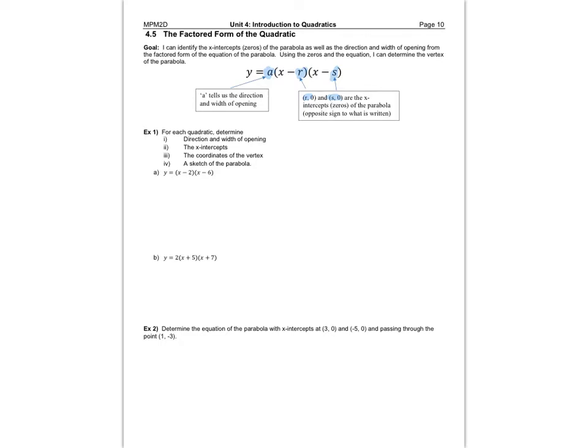And because we have minus signs here, always think of just switching the sign to get the actual x-intercept. So it's the opposite sign to what you see on the page, because it's always x take away whatever the x-intercept is. All right, so for each of the following quadratics, we're going to determine the direction and width of opening, the x-intercepts, and then we're going to use those to get the coordinates of the vertex and then sketch the parabola.